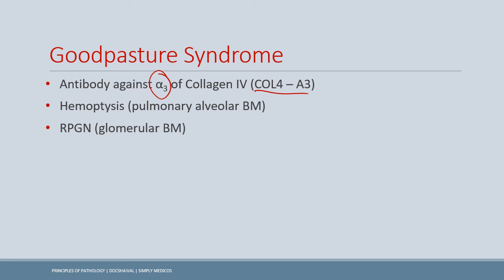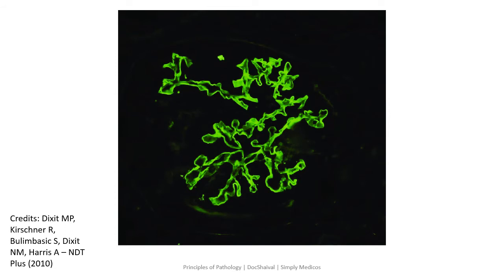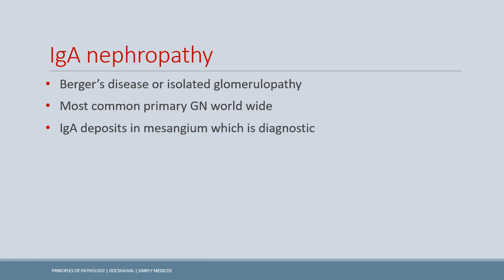Then hemoptysis is a feature in RPGN. Hemoptysis, why? Because the basement membrane of the alveoli is involved and the glomerular basement membrane is involved, and that is causing RPGN. Here is the immunofluorescence pattern of Goodpasture syndrome. You can see this pattern is very linear in comparison to the granular pattern which is seen in PSGN. So this is a linear pattern, and that linearity is because of the diffuse deposition of immunoglobulin on the glomerular basement membrane.